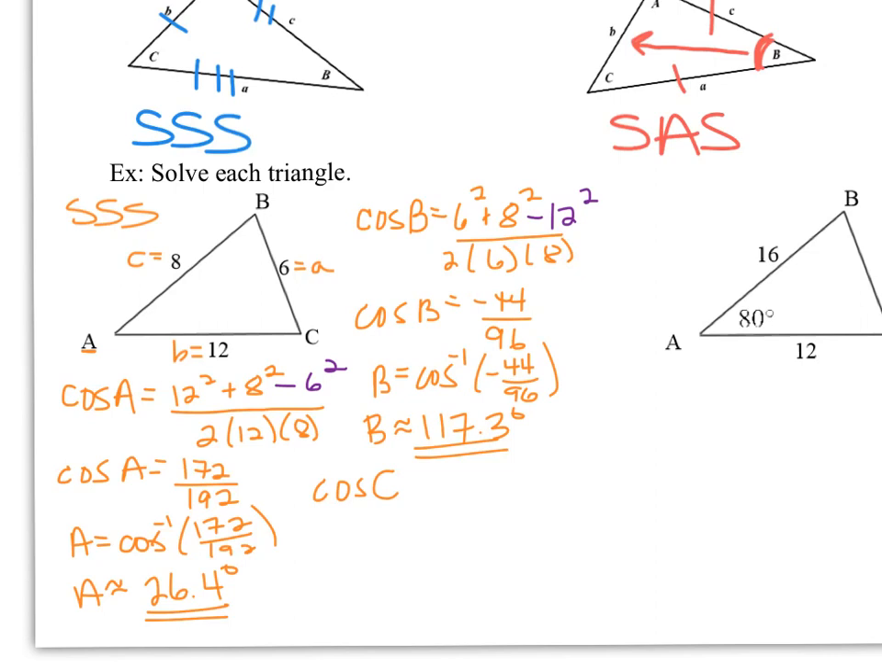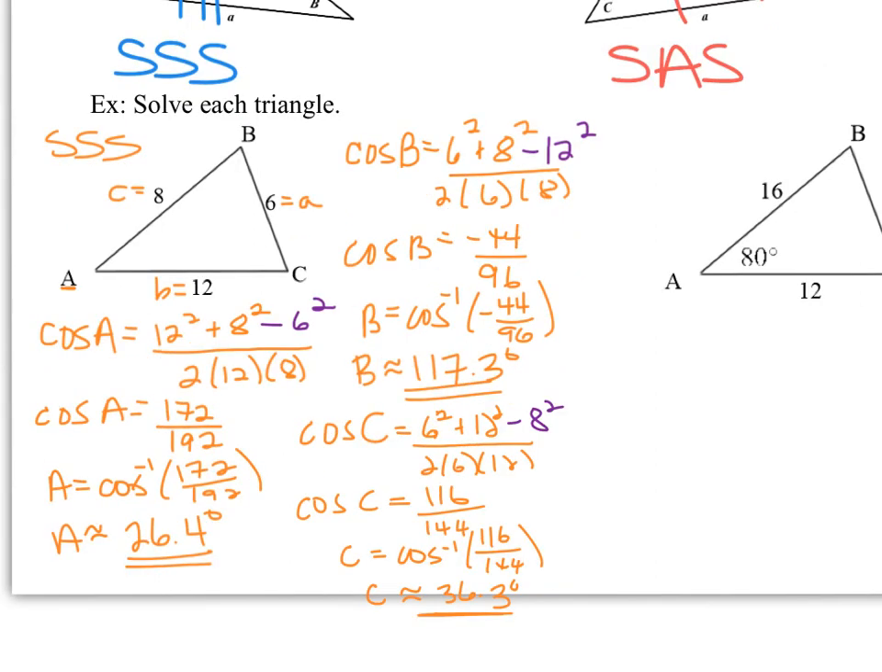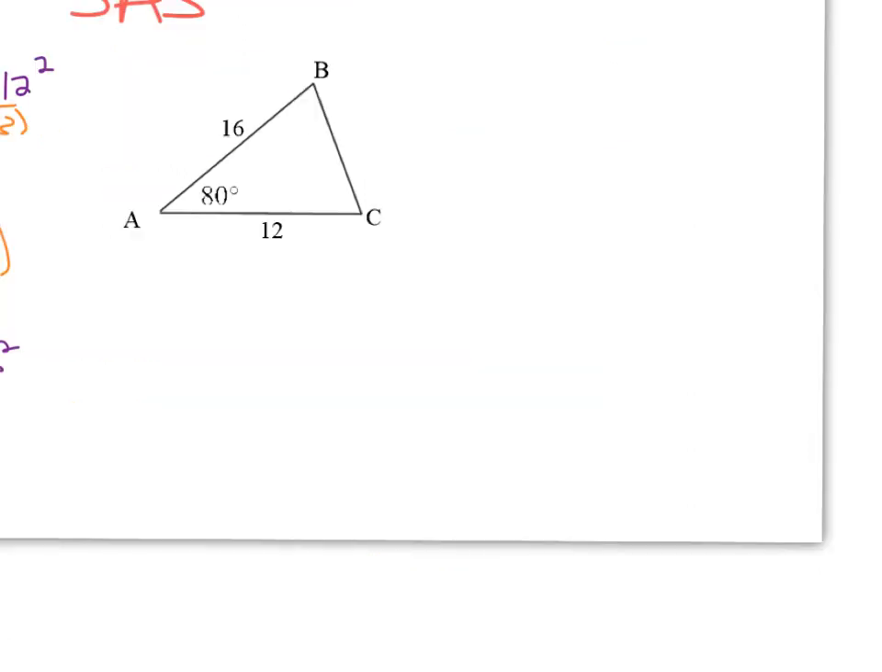Go ahead and try that one more time, and then we'll move on to the other example. You should end up getting C is approximately 36.3 degrees. If we added up angle A, which is 26.4, angle B, 117.3, and angle C, 36.3, we would in fact get exactly 180 degrees. However, it's not always true, as we'll find in the next example.